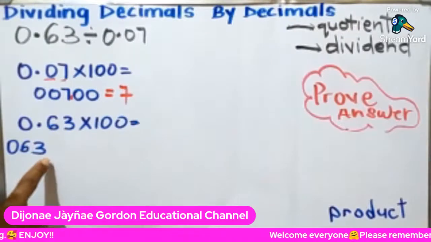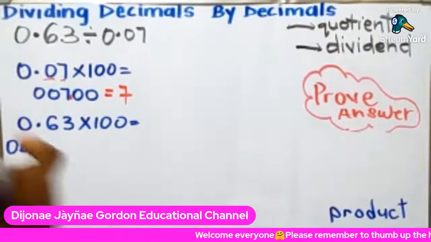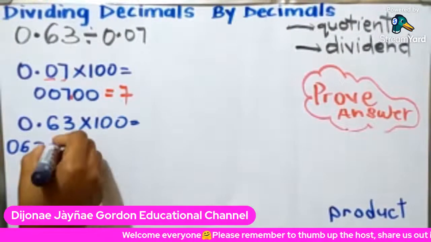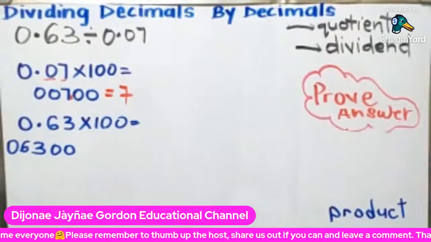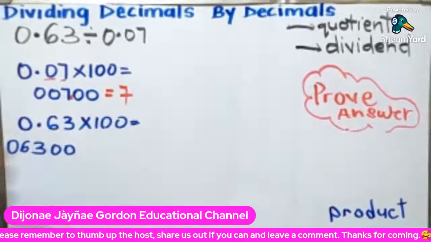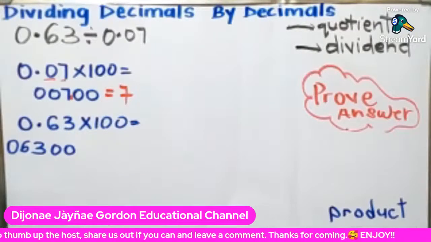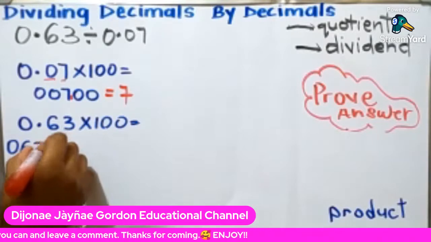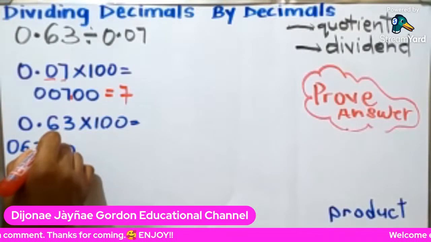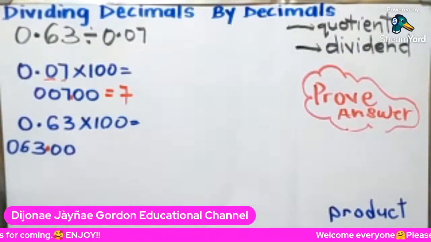And of course, I'm writing it without the decimal place. I'm going to add the 2 zeros right here. And of course, I'm going to check to see how many decimal places we have after our decimal point, and we have 2. So we're going to make sure that in our answer, we have 2 digits as well after our decimal place.